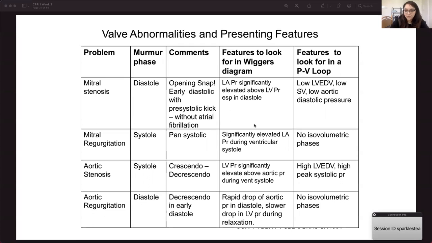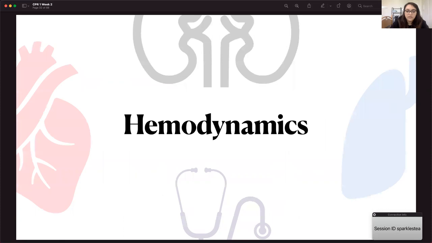Do that. One of the upper termers suggested to us to listen to them every night before you go to bed. You don't need to go that far into it. Just listen to them to the point where you understand why they call it crescendo decrescendo. Understand why it's an opening snap. Try to hear the differences between all of these, and that should be more than enough for you guys. Okay, the next slide.